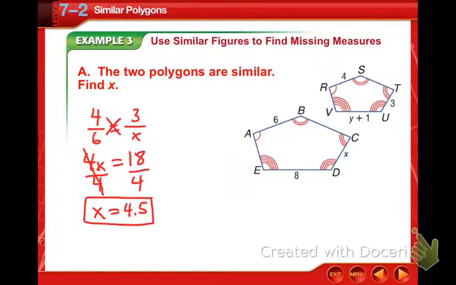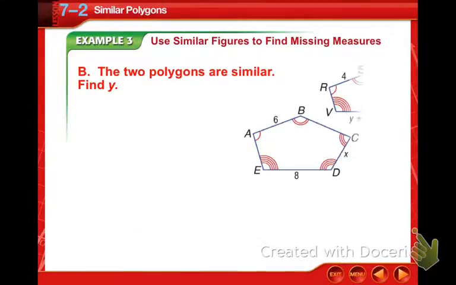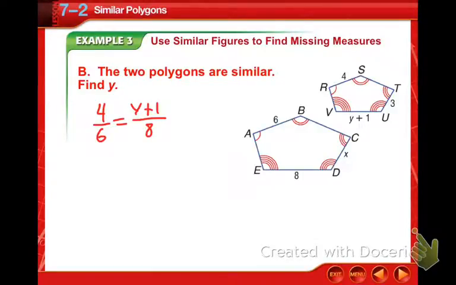Okay, so now we're going to do the same thing to find y on those same figures. So y is at the bottom with plus 1. Same process, we're going to start with the 4/6 again. This is going to be equal to, now the y plus 1 is going to be on the top, and this 8 at the bottom of polygon ABCDE is our same position.